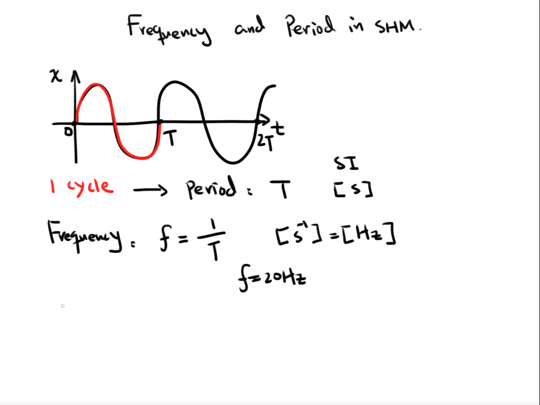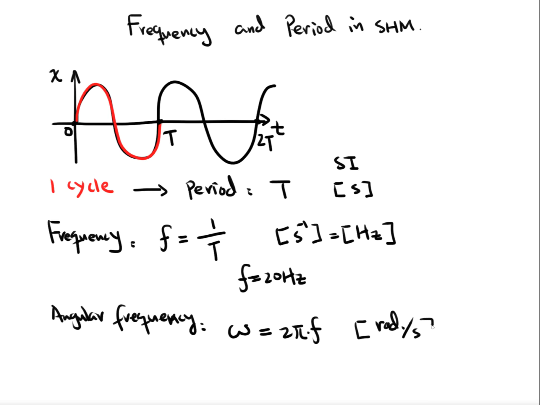And there's an associated frequency called angular frequency. The symbol for angular frequency is omega, a Greek letter, and it's defined as 2 pi times f. Right, 2 pi f is defined as angular frequency. And its SI unit is radian per second.